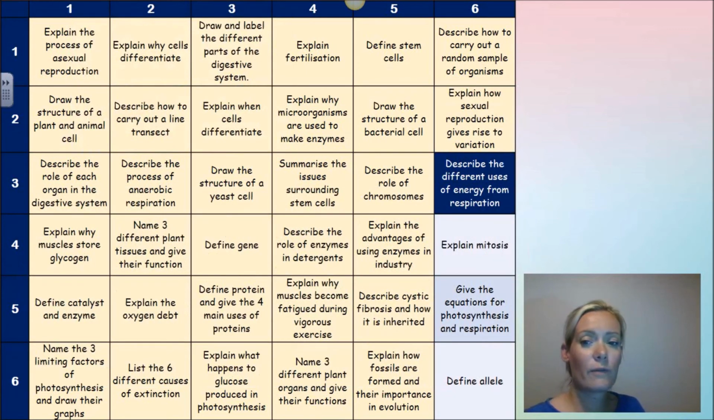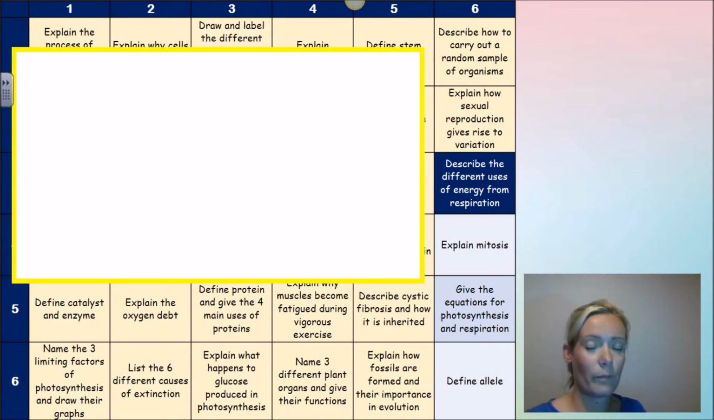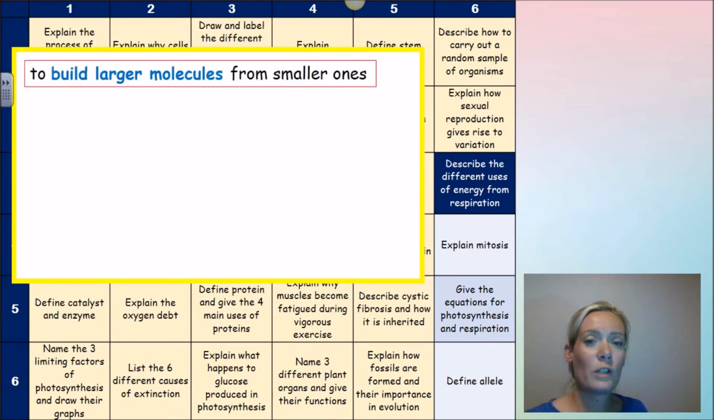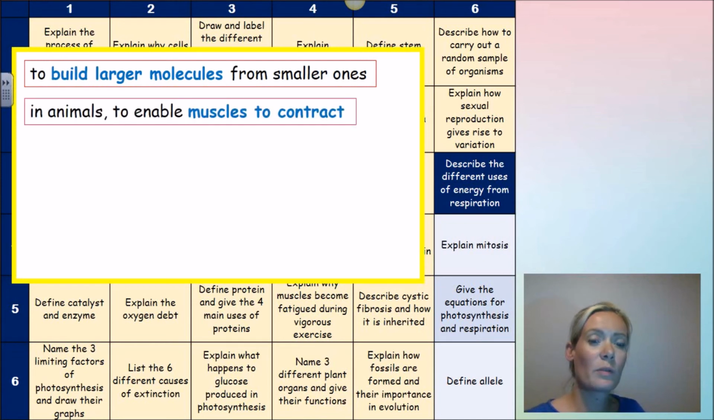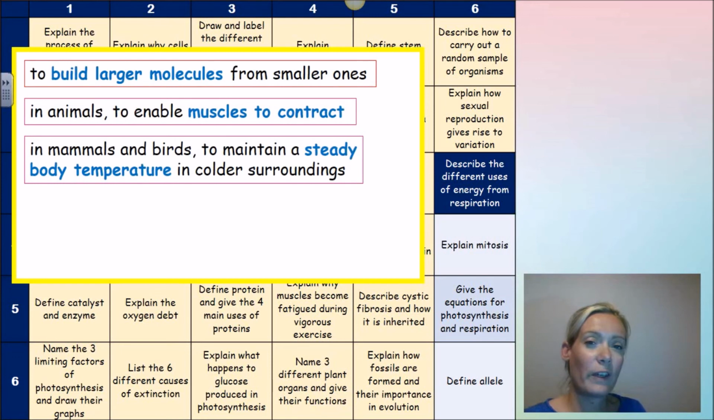Okay, describe the different uses of energy from respiration. So we know we produce energy in respiration, and we can use it to either build larger molecules from small ones, for muscles to contract, so for movement, for keeping a steady body temperature in colder surroundings.